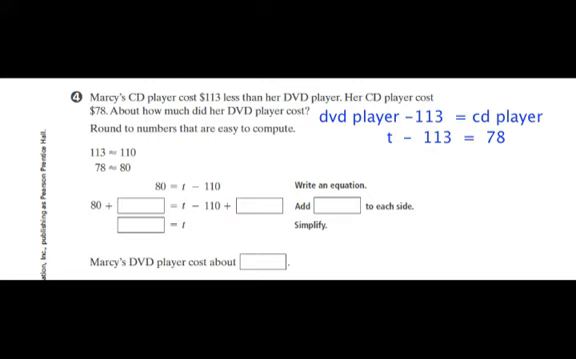Now we need to isolate the variable or get T all by itself. To do that, we're going to add 113 to both sides of the equation. On the left-hand side, the 113s cancel each other out, so you're left with T. On the right-hand side, you get 191. So Marcy's DVD player cost $191.